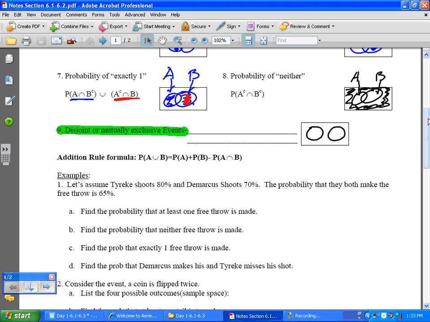For example, it might be something like people who have blue eyes and people who have brown eyes. Do we agree that there's no intersection? People who have both blue eyes and brown eyes. For all intents and purposes, we're not counting contact lenses or anything like that. Okay, any questions about disjoint or mutually exclusive?